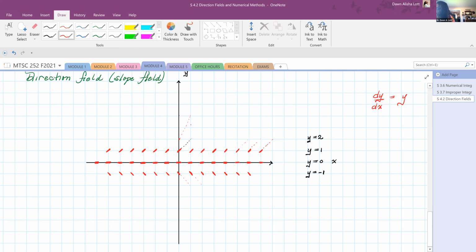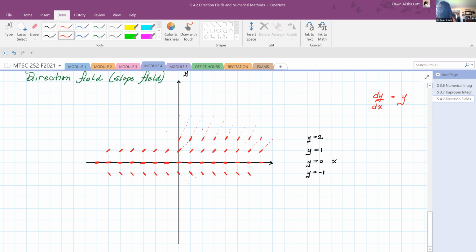So if I go up 2 and over 1, my line looks like that. So my slopes now are looking like this. My slopes are going to be in that direction. So this slope is now in that direction. This slope is in that direction. So is this one. So is that one.